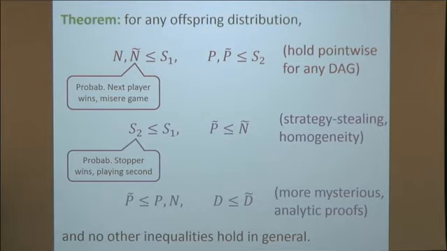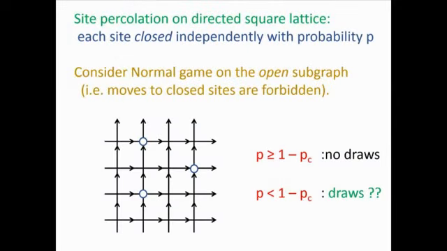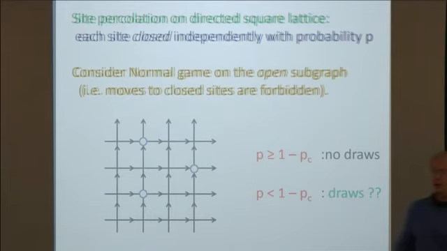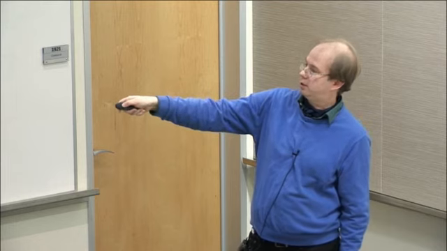Okay, so that's trees. So let's talk about another random graph. Let's do site percolation on the directed square lattice. So you have Z², the square lattice, and make it directed. So every edge is directed to the east or to the north. And we do site percolation on it. So each site is closed independently with some probability P. So I'm just deleting some vertices at random.